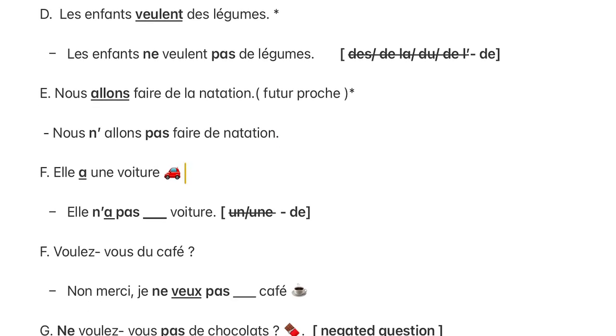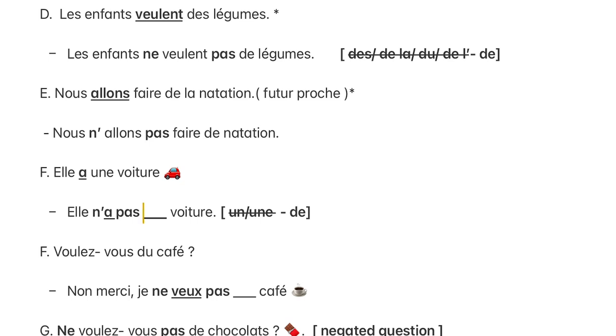Moving on to the next sentence. Elle a une voiture. She has a car. We see that the sentence that is right in front of us is already negated. Elle n'a pas une voiture. We already have the presence of ne before the conjugated verb and pas after the conjugated verb.